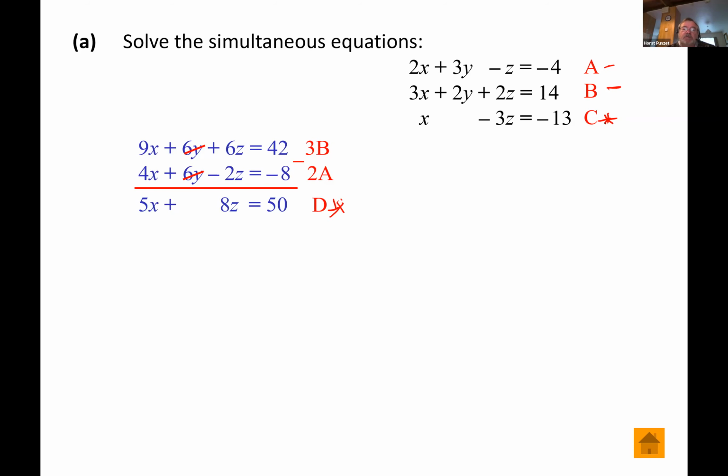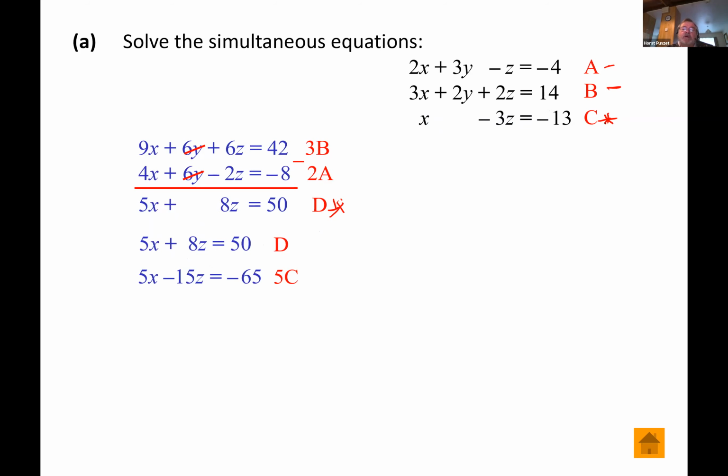So C doesn't have a y in it as well, but it turns out that it's not that nice a number. It's actually not too bad when I think about it. You're going to multiply that by 5, so that'll give us 5x. So 5x minus 15z is equal to minus 65.